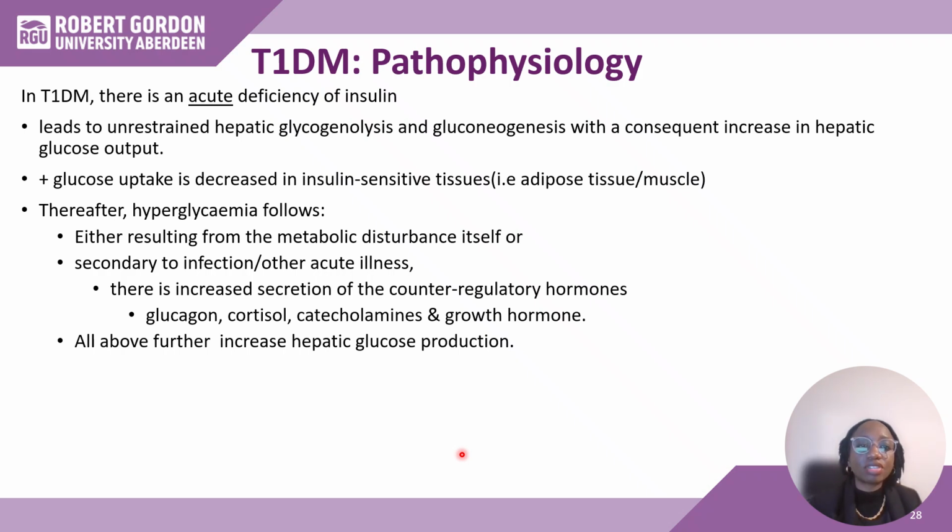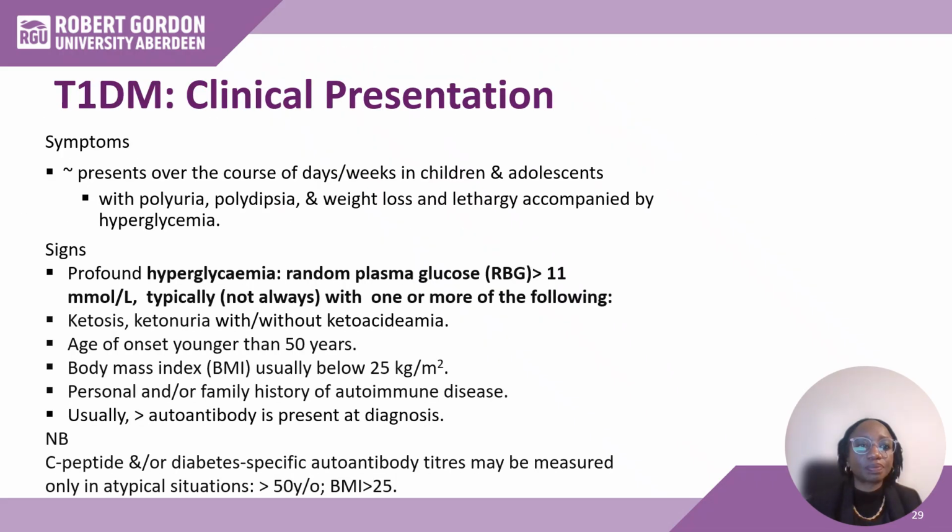There's always an increased secretion of the counter-regulatory hormones. Remember that negative feedback mechanism, but one part of it is now malfunctioning. So we have glucagon, cortisol, catecholamines, and growth hormone, which can also be impaired. And all of these tend to increase hepatic glucose production and hence that lingering hyperglycemia.